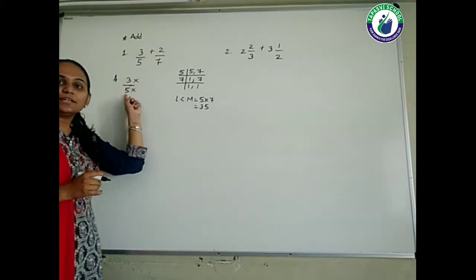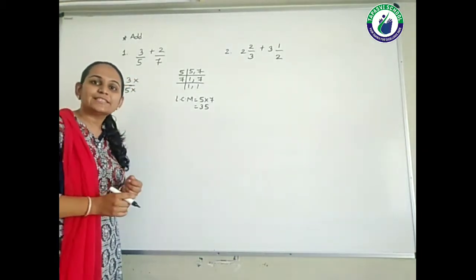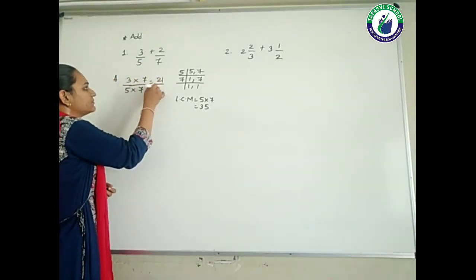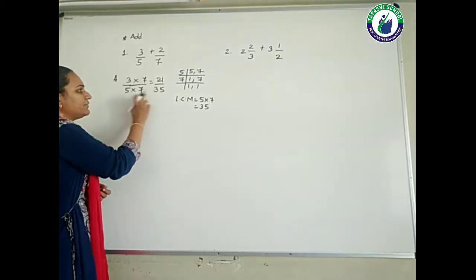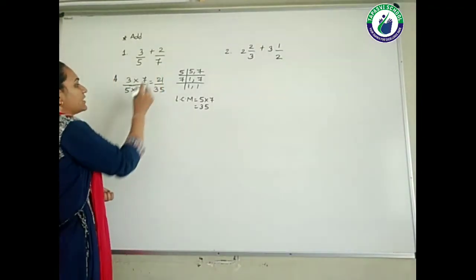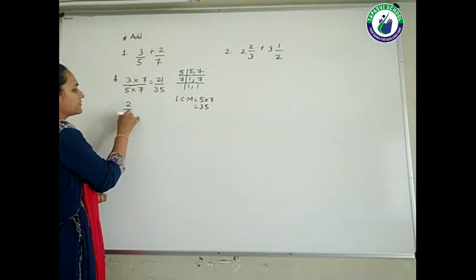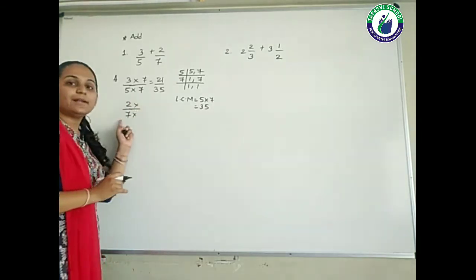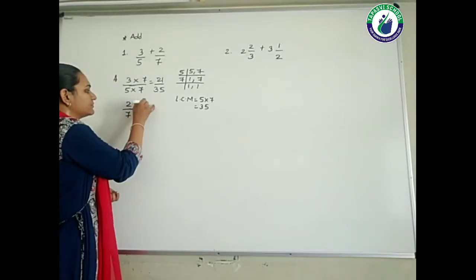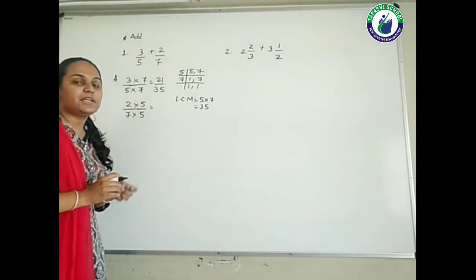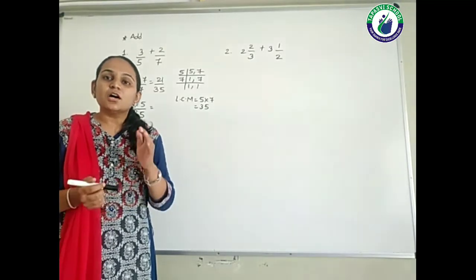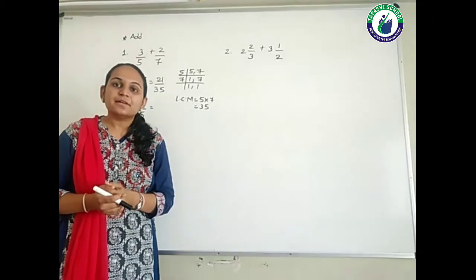Which number should I multiply, students, with the 5 to get 35? That is 7. So 3 7s are 21 and 5 7s are 35. Similarly, there is 2 upon 7. Which number do I multiply with the 7 to get 35? That is 5. Whatever you multiply in the denominator, the same you have to multiply in the numerator also, students. This is the rule of equality.